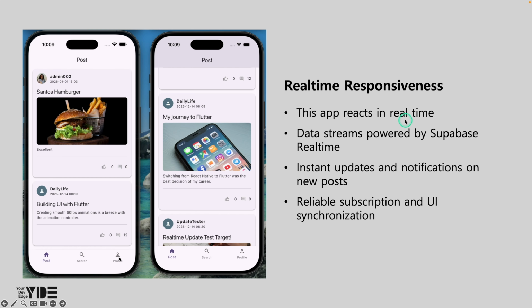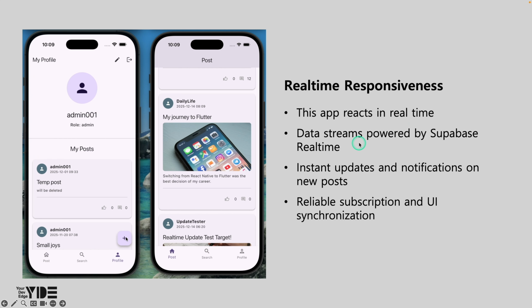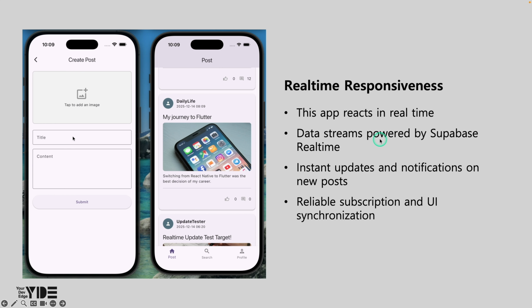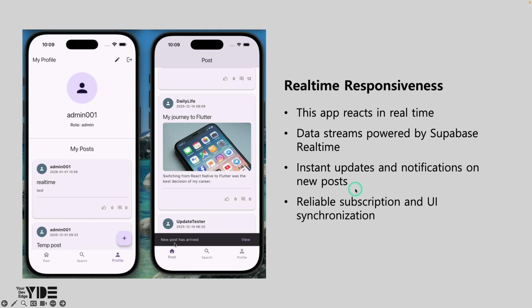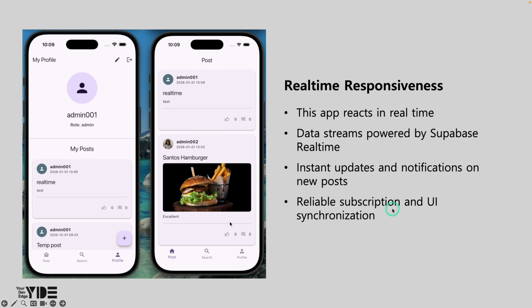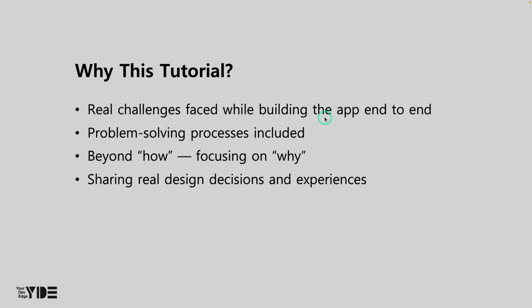This app is alive and moving. Through Supabase real-time, the moment an administrator posts new content, the new data instantly appears on every user's screen with a real-time notification. We cover the in-depth process of how to reliably subscribe to a real-time stream and reflect it in the UI. I have packed this tutorial with the various challenges and problem-solving processes I encountered while building this community board app from start to finish.